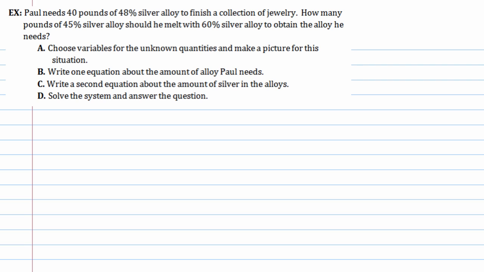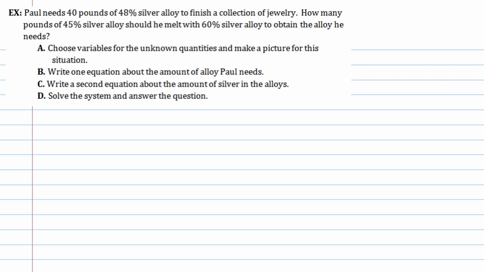How many pounds of a 45% silver alloy should he melt with 60% silver alloy to obtain the alloy that he needs? So the idea is that he has 2 kinds of alloy already, a 45% mix and a 60% mix, and he needs to either water down the 60% to get it down to a 48% mix, or he needs to thicken up the 45% mix to make it a 48% mix.